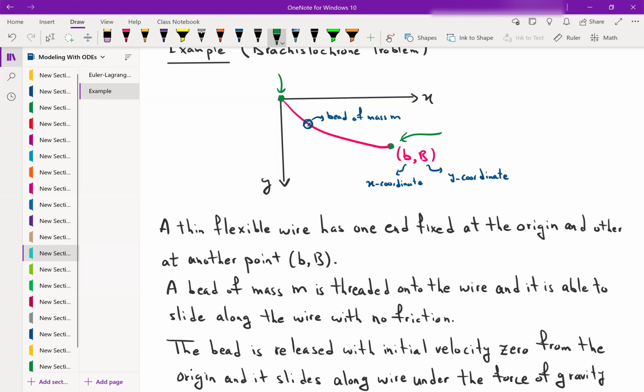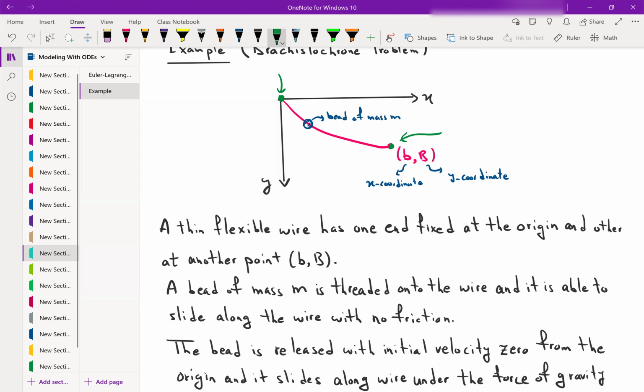So what shape should the wire be in order for the bead to complete its journey in as little time as possible? And I can imagine that you may immediately say it should be the straight line, right? That may be our initial guess. If the shape of the wire is a straight line that connects the origin to the point with coordinates little b comma big B, that will give us the least amount of time for the bead to travel from the origin to the point b comma B.